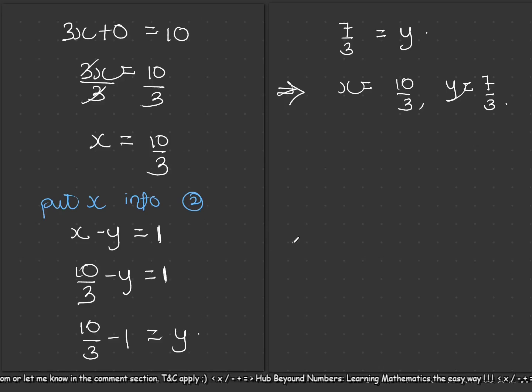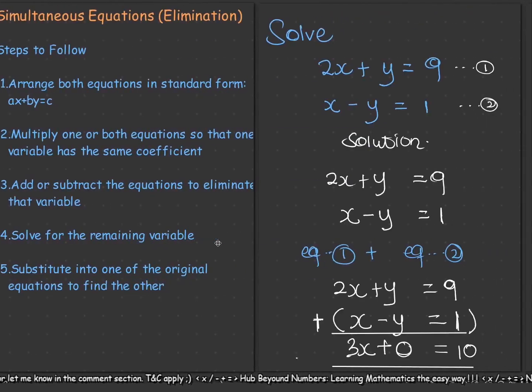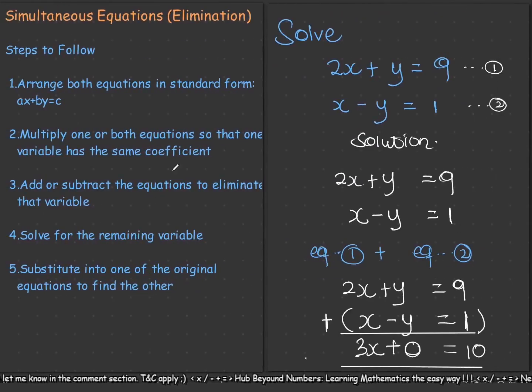I'll go over it again, and please pay attention, especially if you missed out something. So here are our instructions. It says you should arrange both equations in standard form. So we had 2x plus y equals 9, and then we had x minus y equals 1. Arranging in standard form simply means we should make sure all the variables are at one side and we have the constant also at one side. And looking at our equation here, it is already in standard form.